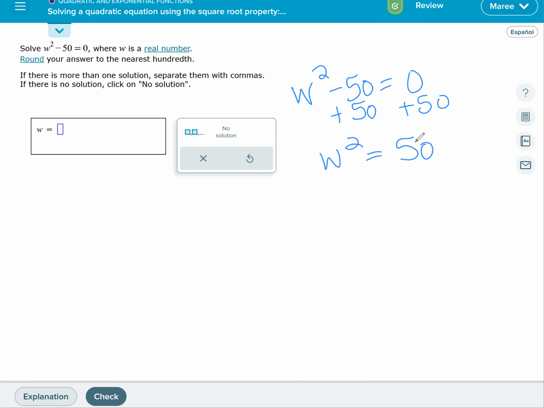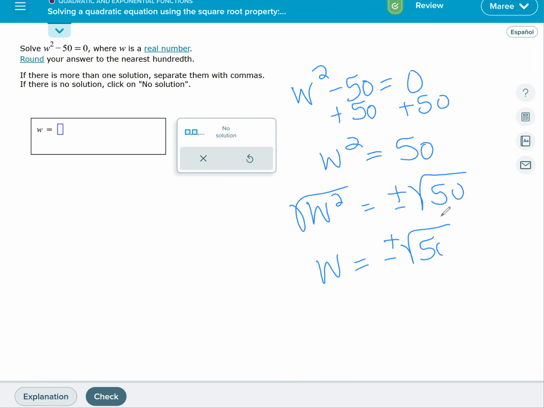Now, when we use the square root property, that is taking the square root of both sides, it's going to equal plus or minus the square root of 50. So w is going to equal plus or minus square root of 50. Because they want decimal answers, we're going to need to use our calculator. So I'm going to plug into my calculator the square root of 50.